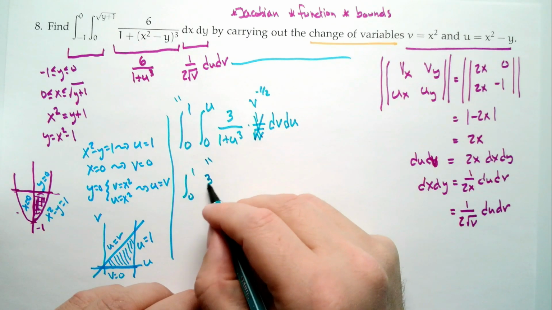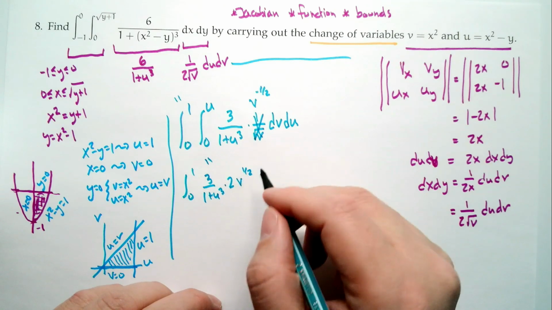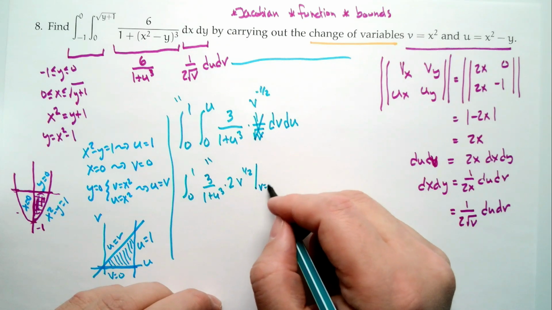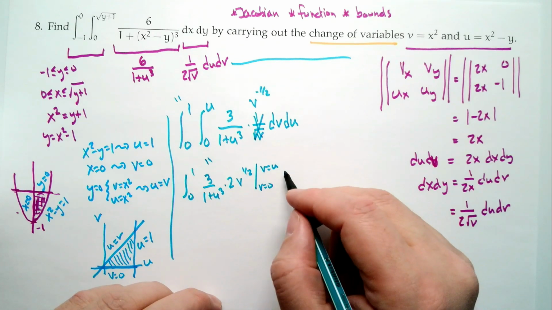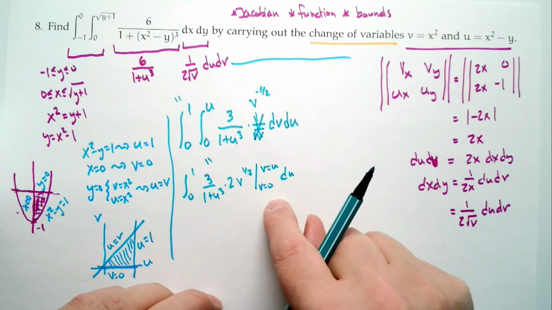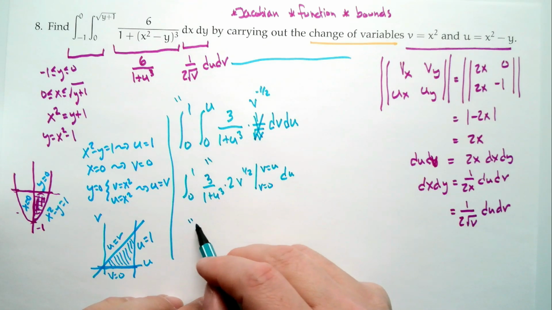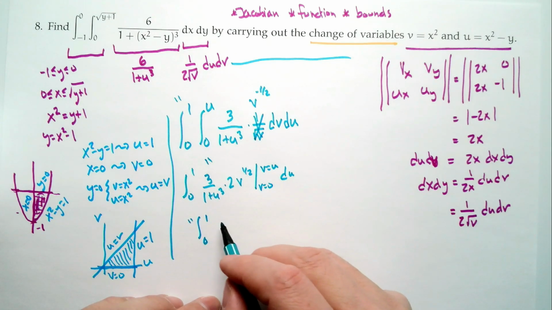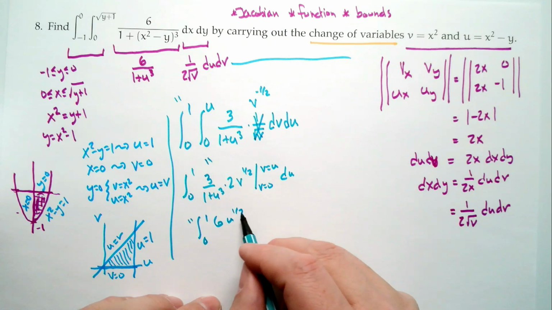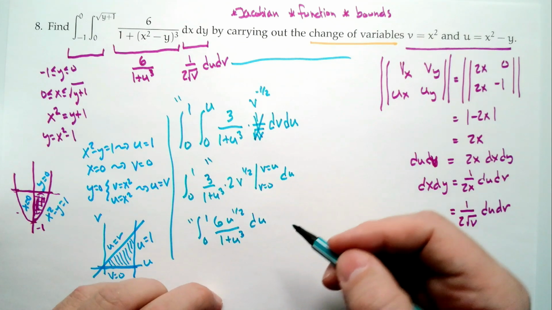And so we have 3 over 1 plus u cubed, then there's a 2, v to the positive 1/2, the 2 coming from 1 over 1/2. And we evaluate from v equals 0 to v equals u. And as you saw, yes, that is going to become u to the 1/2 because when you plug in 0, you get 0. So what do we have? Well, this becomes integral 0 to 1 of 6 u to the 1/2 over 1 plus u cubed du.